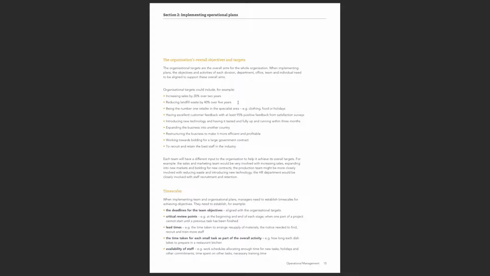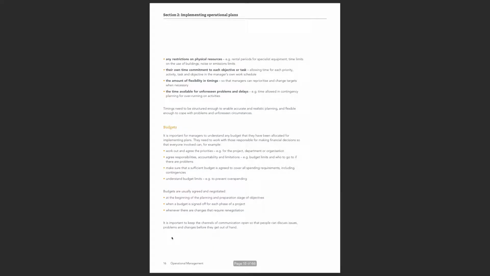The next action is timescales, which is not only concentrating on the deadline. Have a look at page 15. Obviously, the deadlines for the team objectives are essential. However, it's not only that. What about critical review points? You know, an operational plan is not just the finished product. Feedback and evaluation at the beginning and end of each stage to ensure the quality and that you're on the right track. Then the availability of the staff, for example, their work schedules, allocating enough time for new tasks.